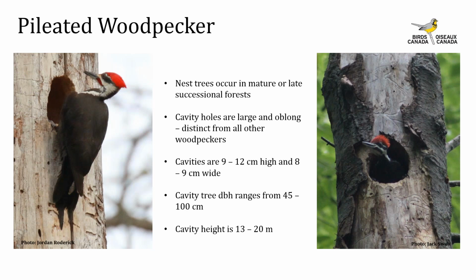Nest trees are typically in dead or deteriorating live trees and within a mature or late successional stand of coniferous, deciduous, or mixed trees. Both males and females excavate the cavity. The entrance holes are large and oblong, and that makes them very distinct from other woodpecker holes, which are round. The cavity holes are 9 to 12 centimeters vertical and about 8 to 9 centimeters wide. The tree diameter of the cavity tree ranges from 45 to 100 centimeters diameter at breast height, with the average tree diameter around 60 centimeters. The cavity heights are usually found anywhere in the range of 13 to 20 meters.